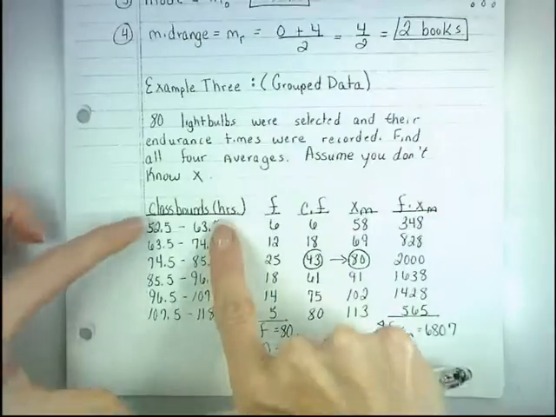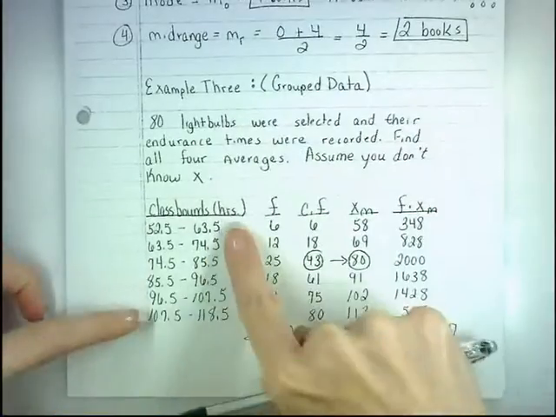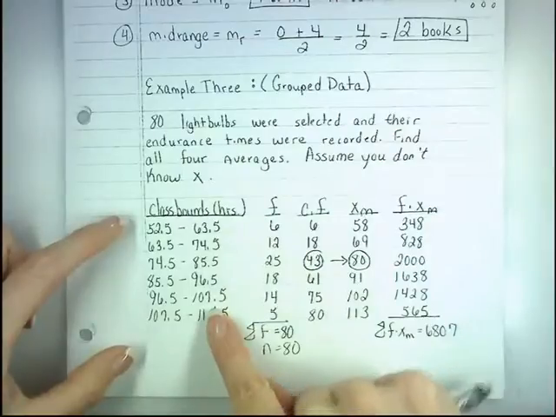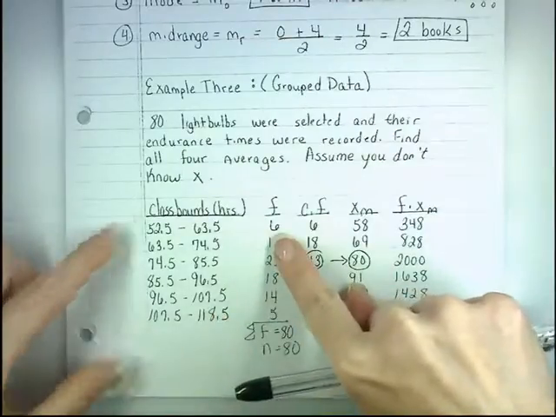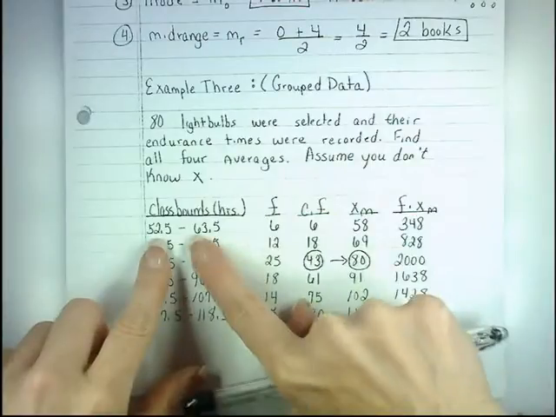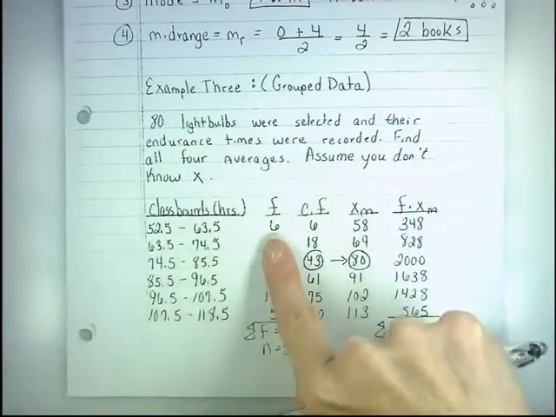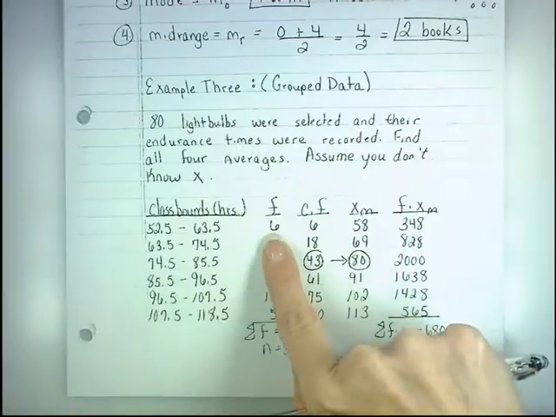We have a column called class boundaries in terms of hours. We do not have an X column. So the first 6 light bulbs, they endure somewhere between 52.5 and 63.5. But we don't know their actual individual endurance times.